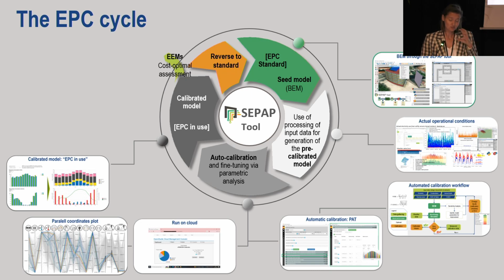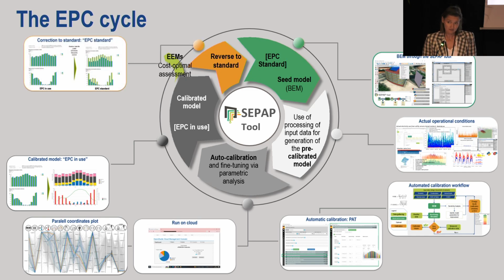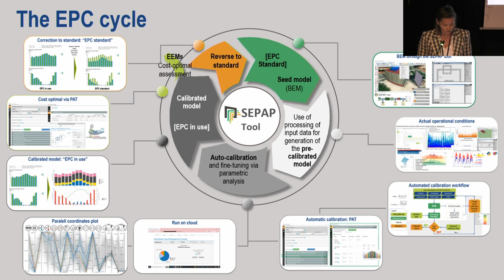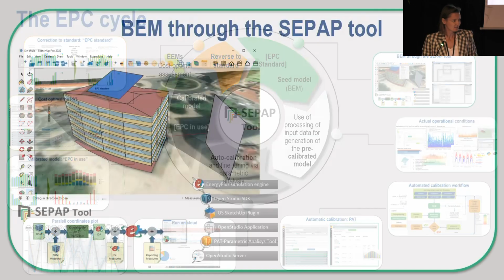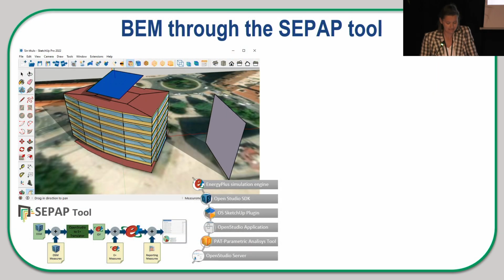Then we use this parametric analysis to select the most suitable model to use as a calibrated model. After that, we correct this calibrated model to the standard operational conditions. And finally, we proceed with the assessment of the proposal for energy efficiency measures based on the actual use, so based on the calibrated model via a cost-optimal approach. We are going to go deeply into each of these steps, okay?